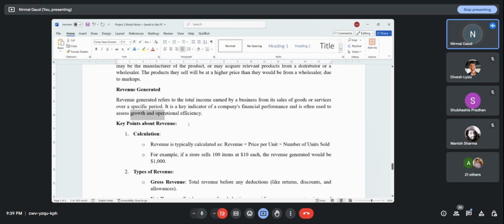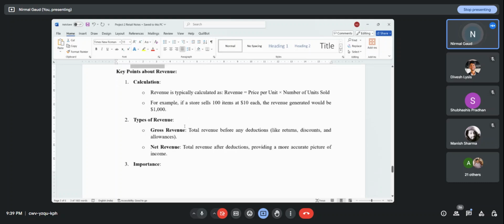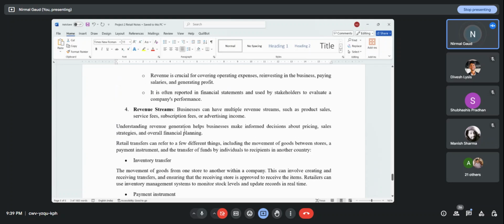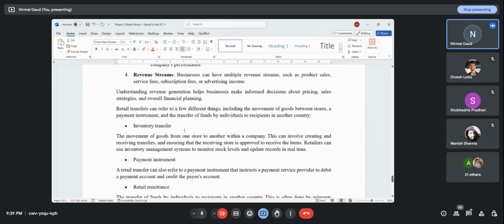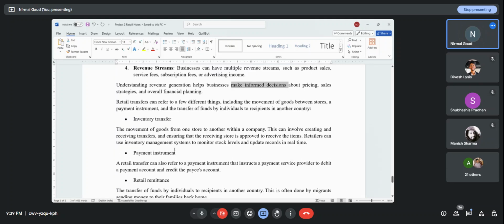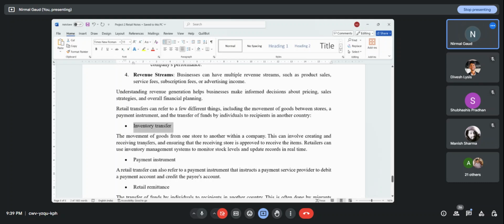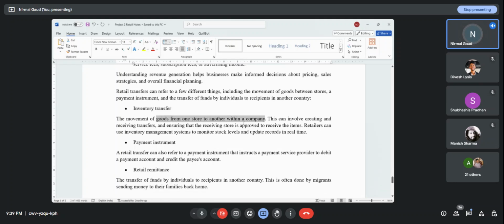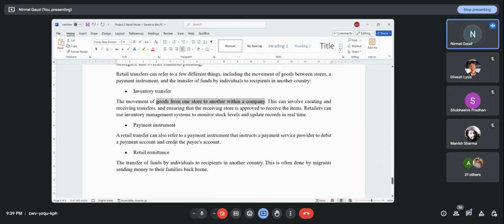So how are you going to calculate revenue generated? There are many ways to calculate revenue generation, and it helps the business to make informed decisions. It can be like inventory transfer, that means movement of goods from one store to another store. That is what I told you, movement. Inventory or revenue transfer means moving the goods from one place to another.